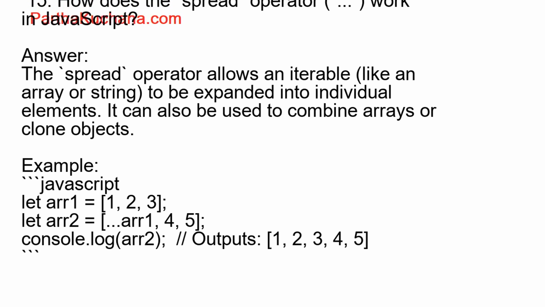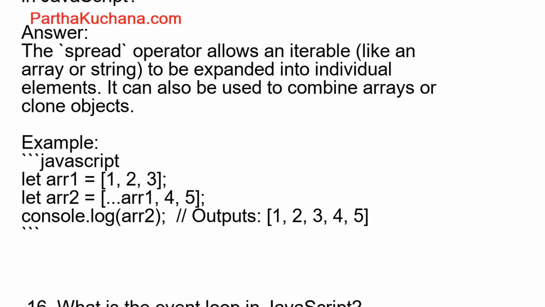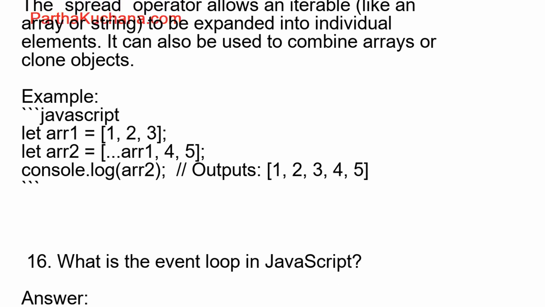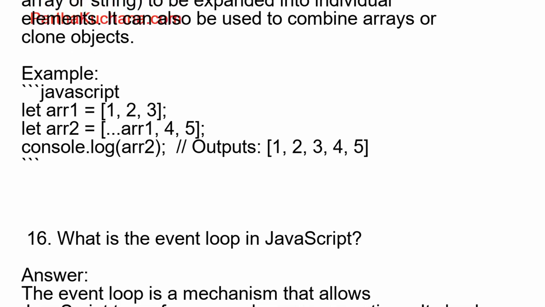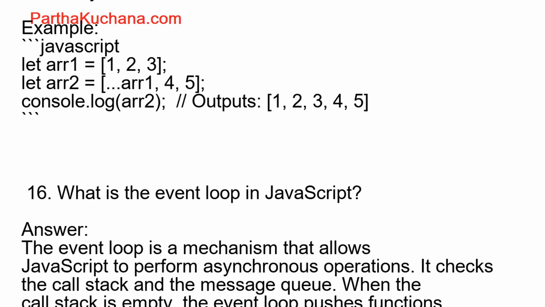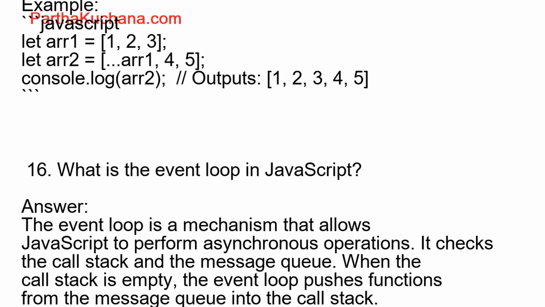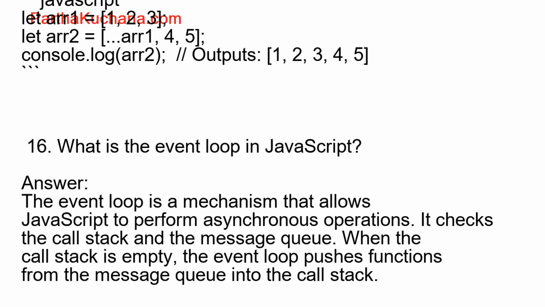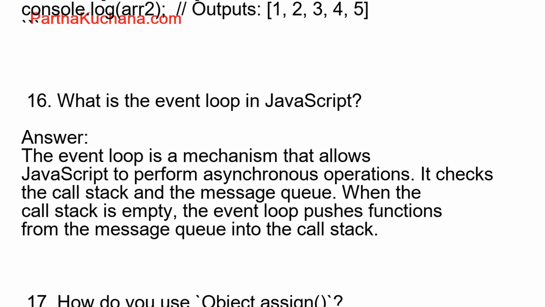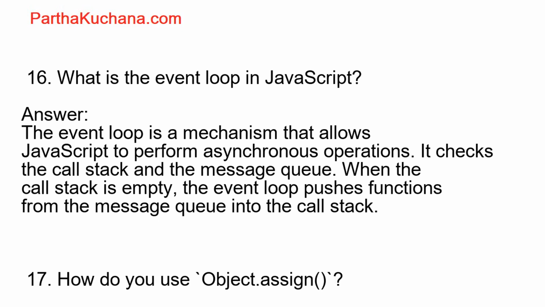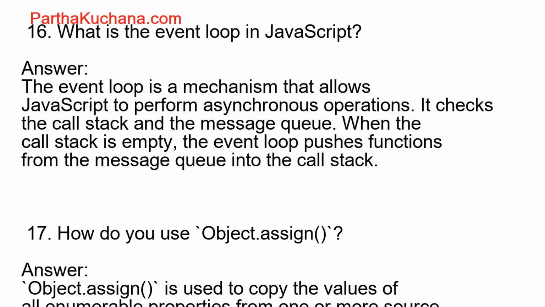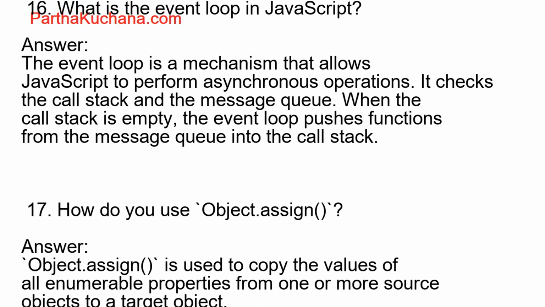17. How do you use Object.assign? Answer: Object.assign is used to copy the values of all enumerable properties from one or more source objects to a target object. Example, JavaScript: let target = {a: 1}; let source = {b: 2, c: 3}; Object.assign(target, source); console.log(target); // outputs {a: 1, b: 2, c: 3}.